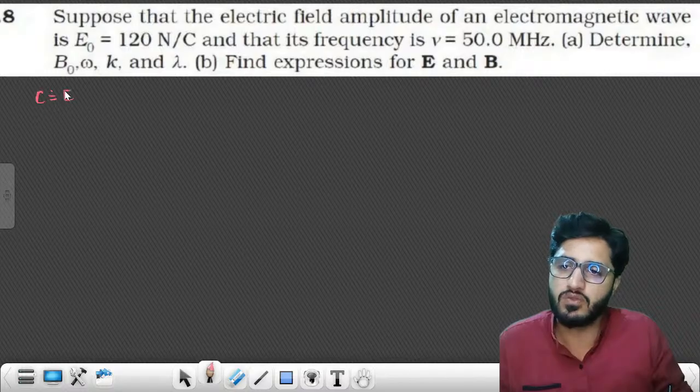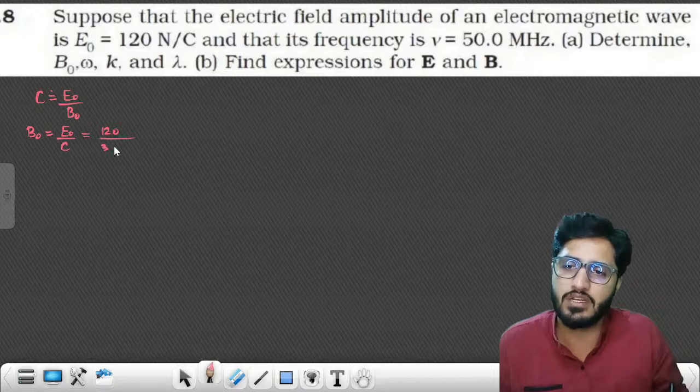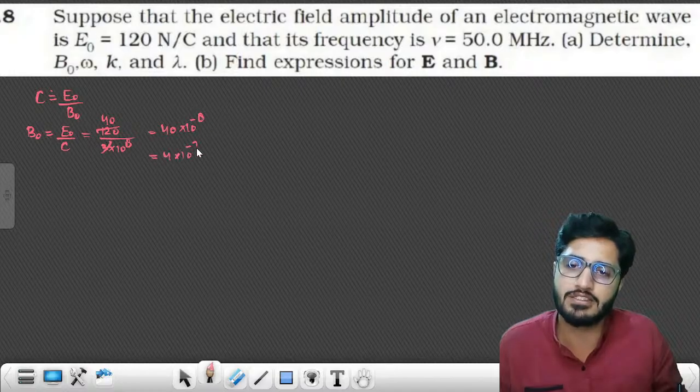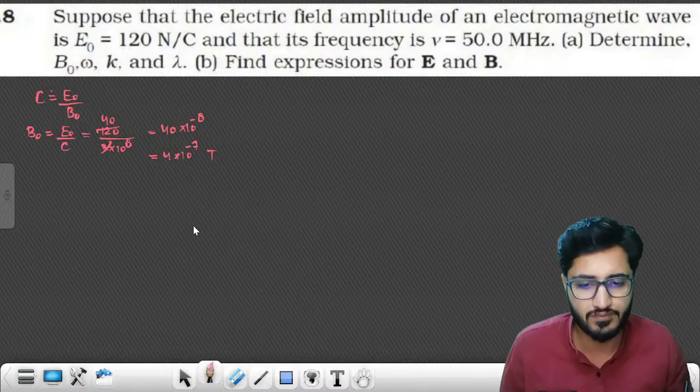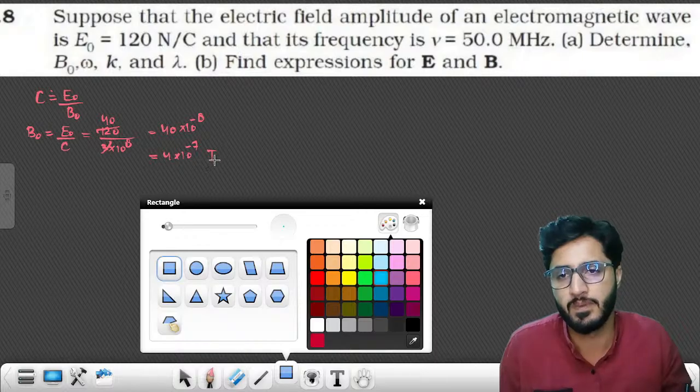C equals E naught by B naught. I have to find B naught. So B naught is equal to E naught by C. What is E naught? E naught is 120. What is C? 3 into 10 to the power 8. 3 into 4 is 12, so it will be 40 into 10 to the power minus 8. Or you can write it as 4 into 10 to the power minus 7 Tesla. One is this much.